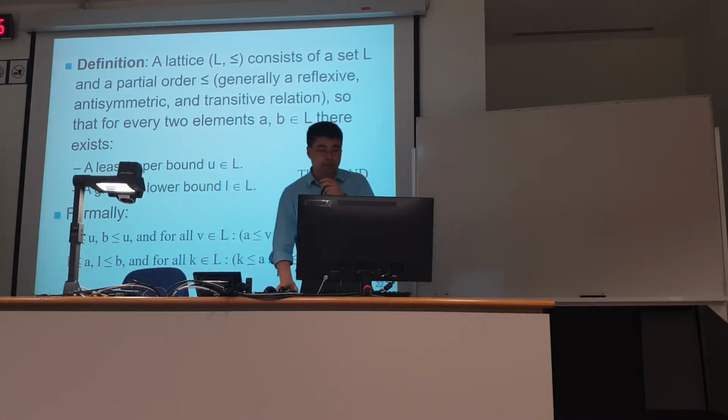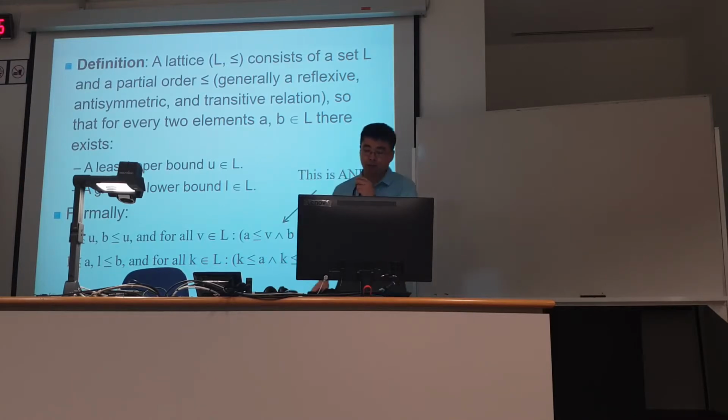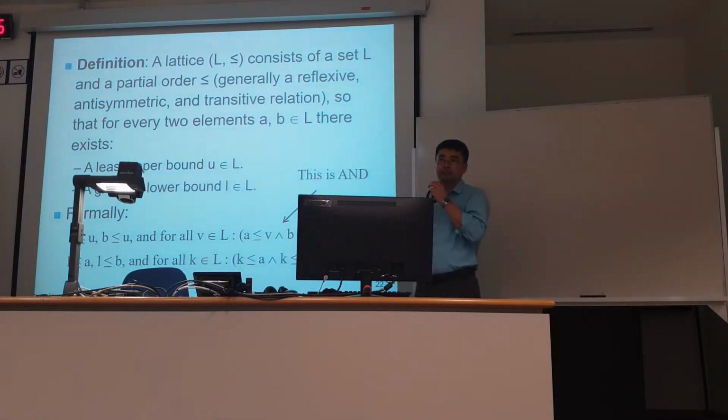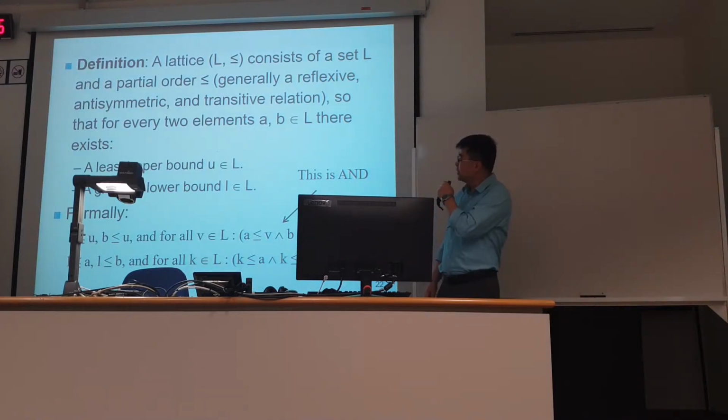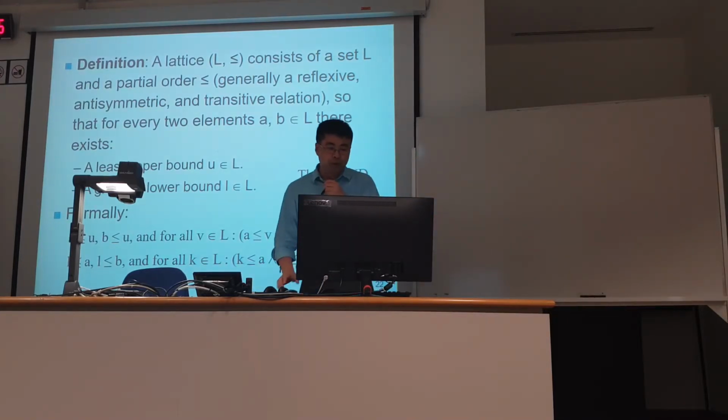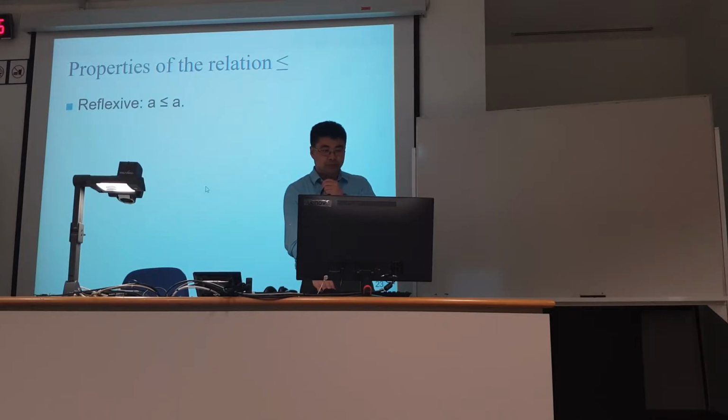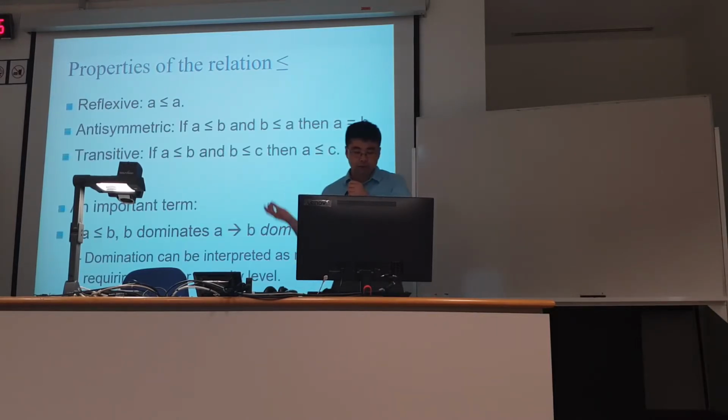And then the greatest lower bound is basically the largest lower bound. That means L is the greatest lower bound if, for any k which is smaller than or equal to a and b, L is greater than or equal to k. This is similar to the greatest common divisor: the biggest integer that can divide both a and b. So you can link these two definitions to those two definitions in mathematics. Why do we want these two bounds? Because they can answer the two questions we just asked. Later we will see why.